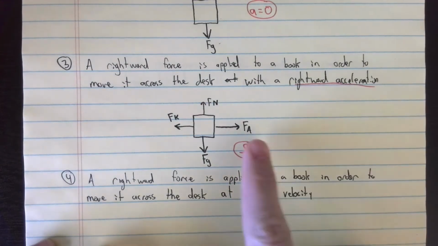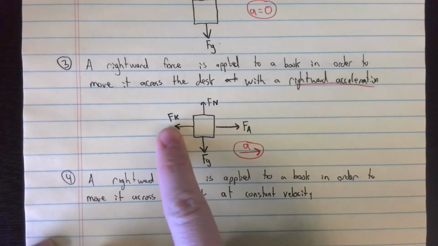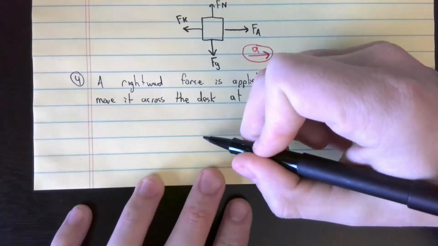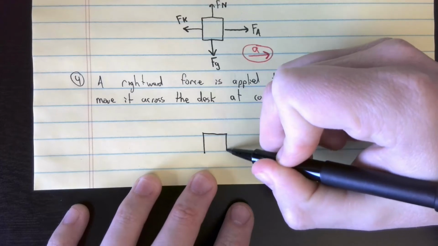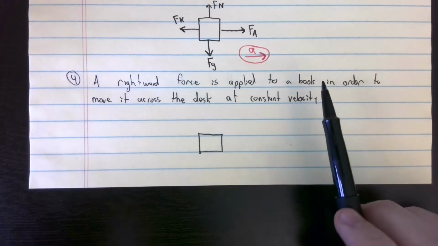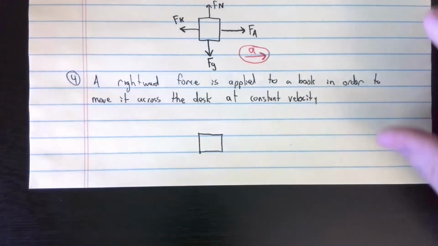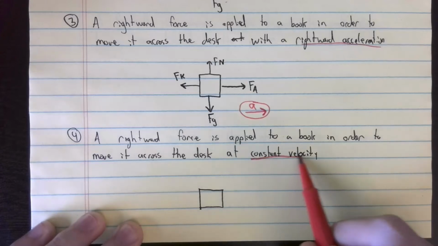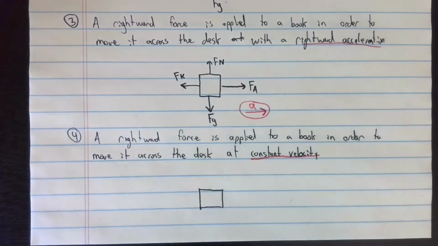Basically, if you're accelerating to the right, the right-facing forces are overpowering this one. And that's all the forces on it. Go ahead and correct those and include an acceleration. Okay. Number 4, a rightward force is applied to a book in order to move it across the desk at a constant velocity. If you compare this to number 3, it's almost exactly the same, except it says constant velocity. So we'll have the same exact forces.